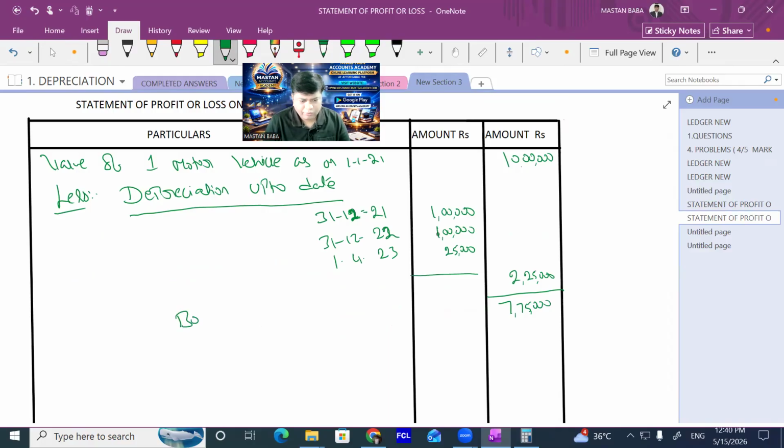Book value of motor vehicle. Simply that book value is enough. Less sold value. We have sold for how many lakhs? We have sold for 6 lakhs. So just imagine the asset book value, that motor vehicle book value is 7,75,000, sold for 6 lakhs. So obviously we have sold for less than the book value.